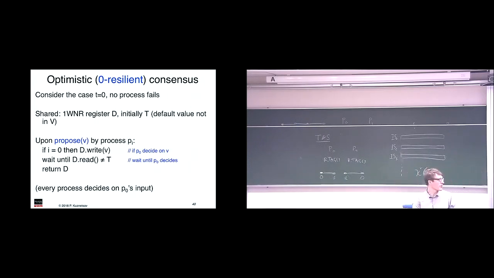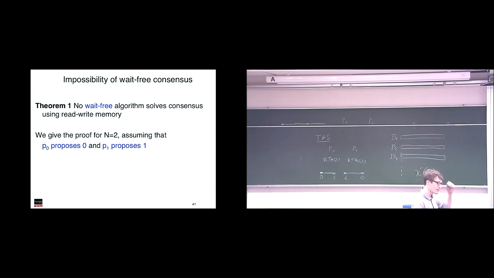And in fact, it's not only a property of this algorithm that it doesn't terminate. You can show that no algorithm actually solves consensus using read-write, tolerating failures. In the extreme case, we just consider two processes. One of them might fail.